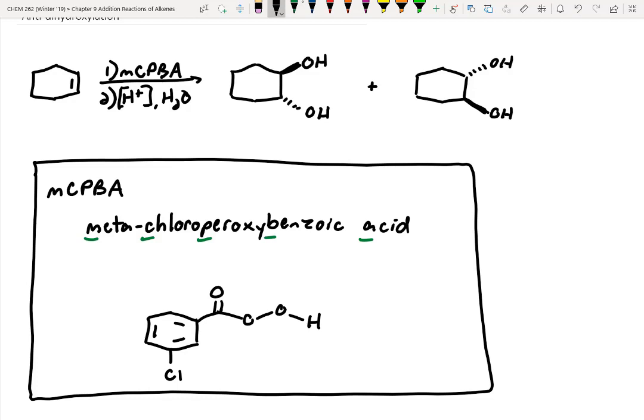So in this example, we saw MCPBA in the first step, followed by acid and water, which will always give you anti-addition of alcohols. So it'll give you anti-addition of 2 different alcohols. All right, so now we need to jump into the mechanism a bit more.